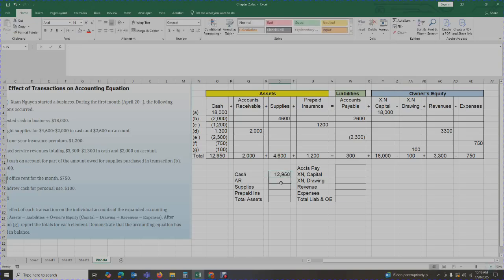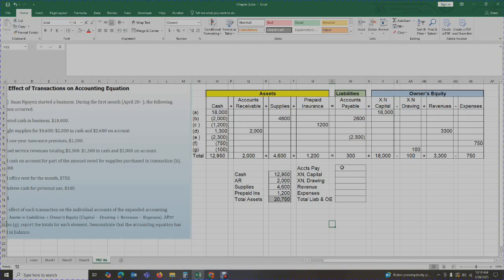$12,950. For accounts receivable, I've got $2,000. For supplies, I've got $4,600. And for my prepaid, I've got $1,200. So my total assets that I have, which are those four accounts that I have, total to $20,750.